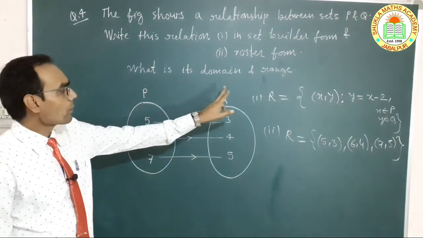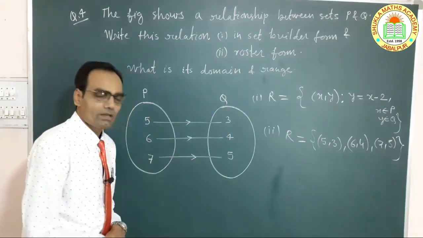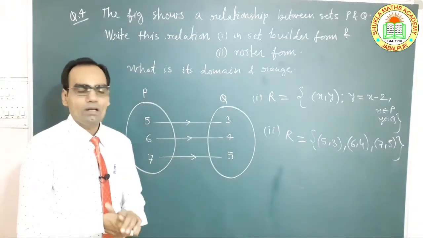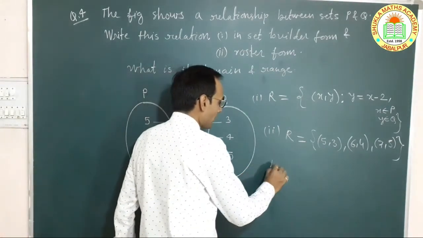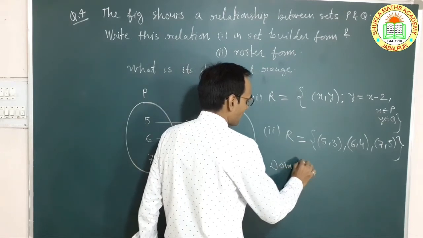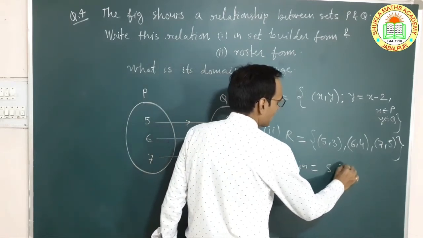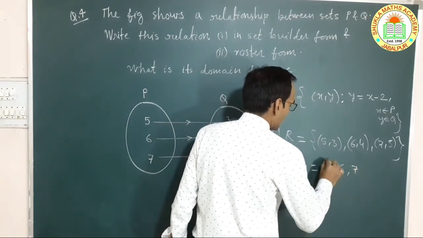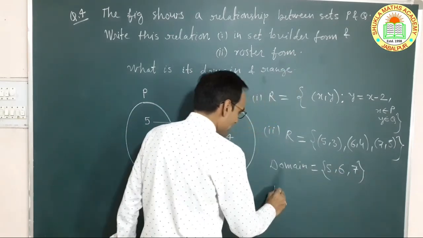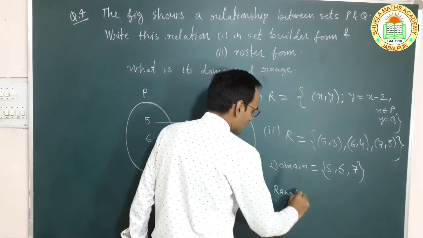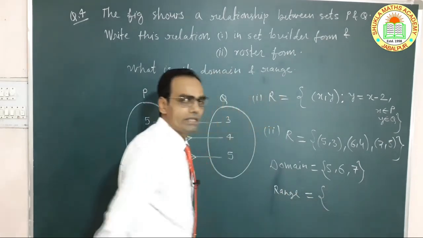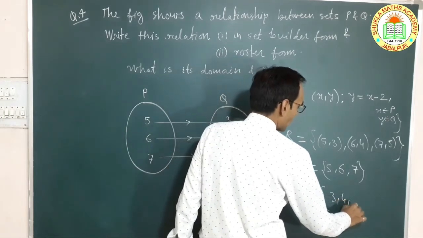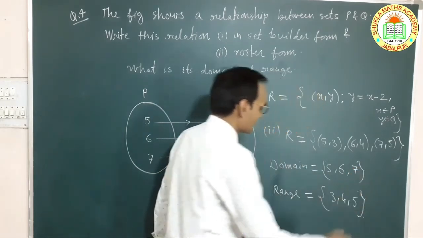And what is the domain and range? So domain is the set of first elements of the relation, so that is {5, 6, 7} is the domain, and range is the set of all second elements in the relation, that is {3, 4, 5}.